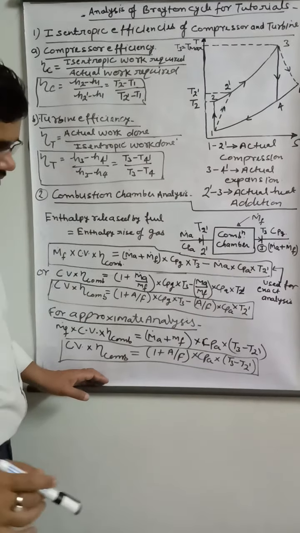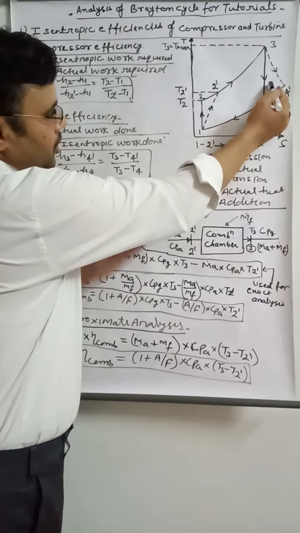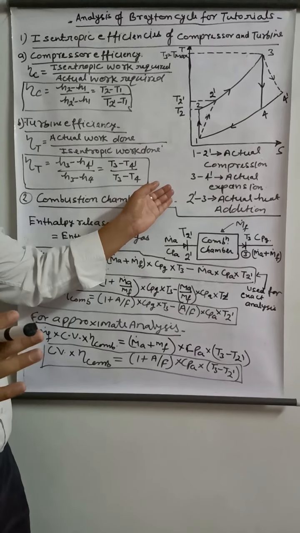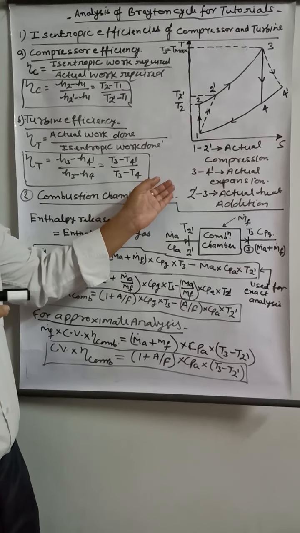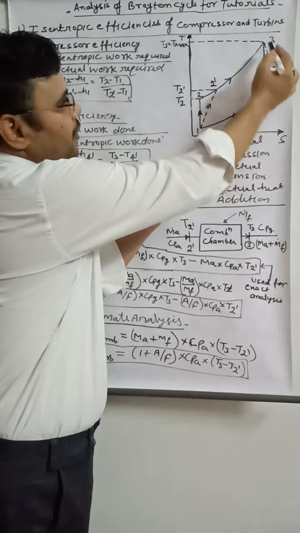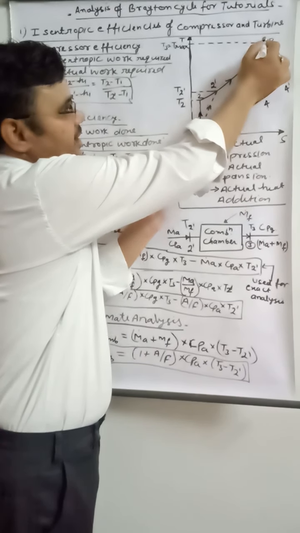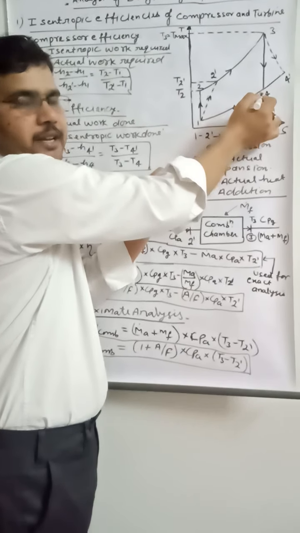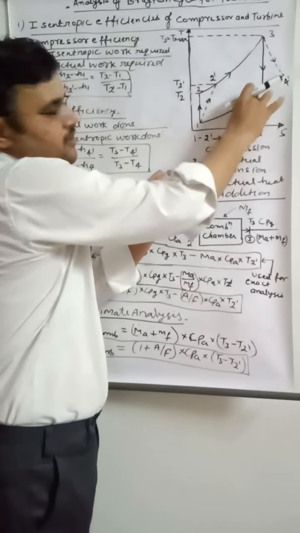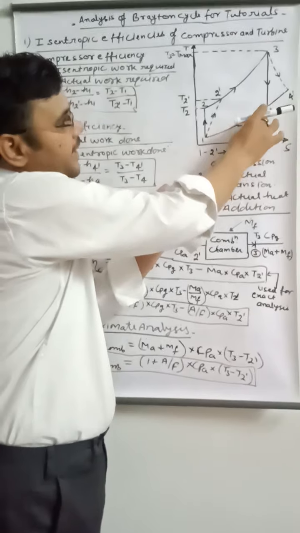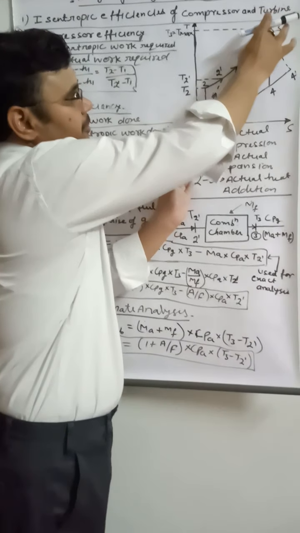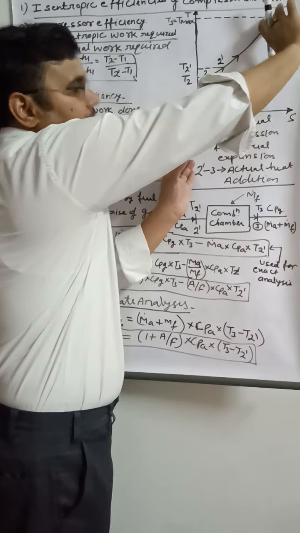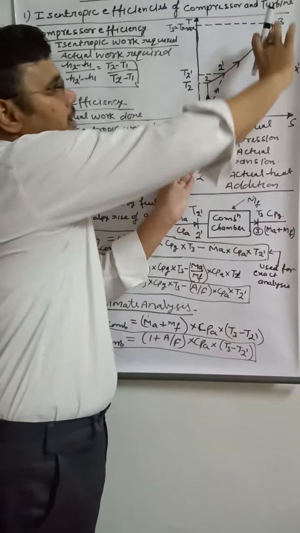Next, turbine efficiency. What happens here also? In the isentropic process, we assume that there is no irreversibility, and that is the work done from expansion from this point to this point. But actually, due to irreversibility, we will not get this much work. Actually, we will get work less than this, and it is represented by the 3 to 4 dash process, right? So this work will actually be obtained, not this.